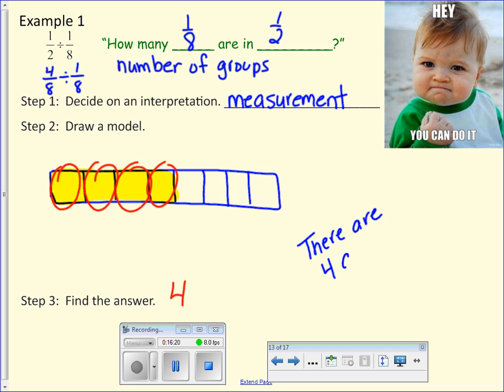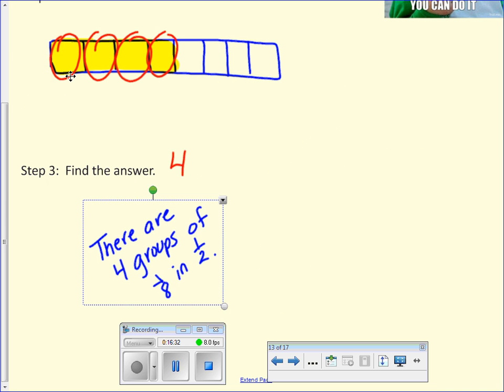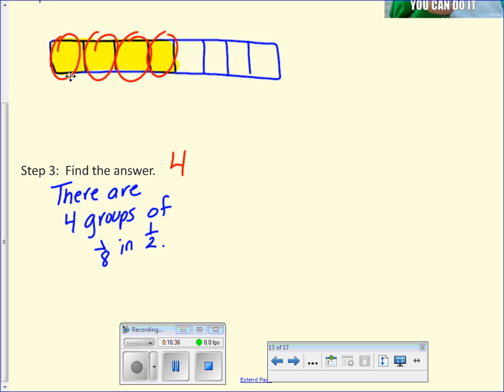There are 4 groups of 1/8 in 1/2. That could be part of your answer. Wait, what's our unit? Oh, we're not up to that. Is that straight? Is that better? Okay. There are 4 groups of 1/8 in 1/2.